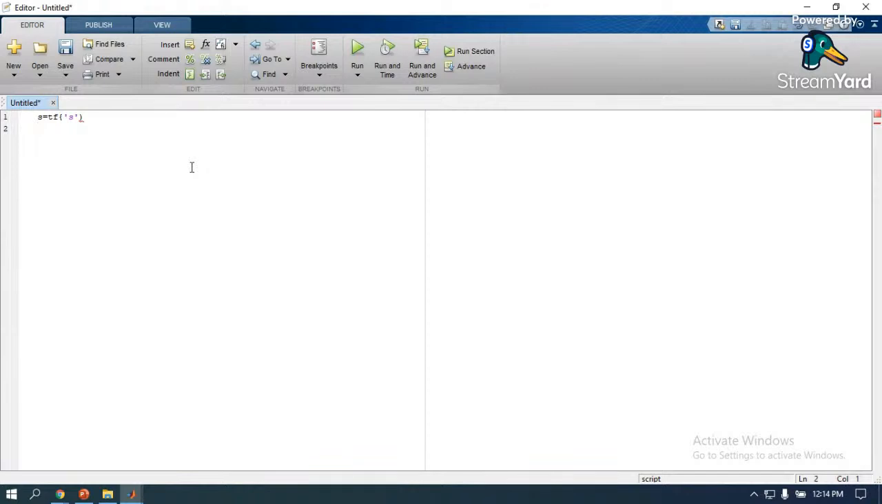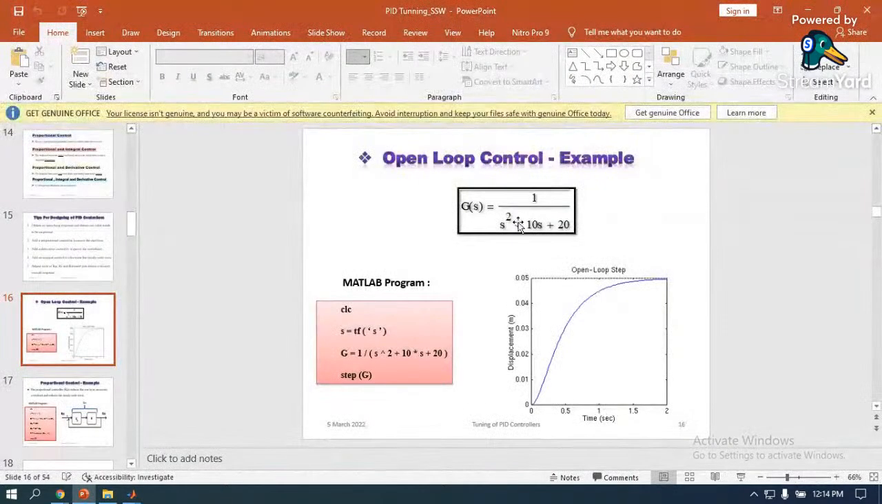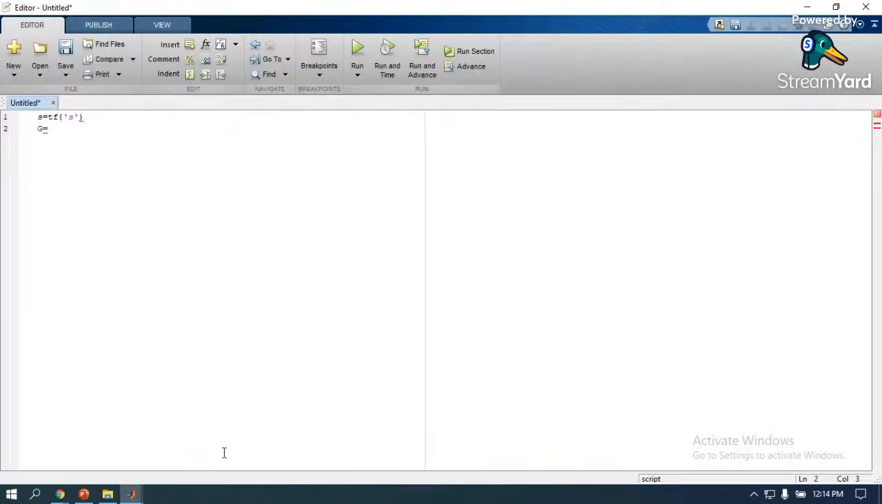Then my next command will be directly what is G of S. G is equal to 1 upon S square plus 10s plus 20. I'll type the same: 1 divided by S square plus 10 into S plus 20. Okay, this is my transfer function.